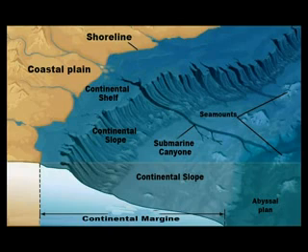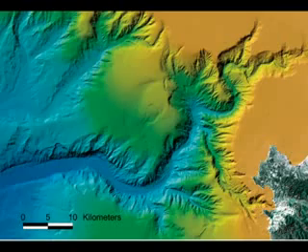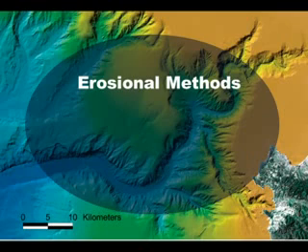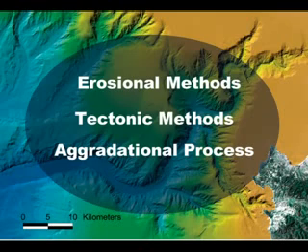The origin of the continental slope is varied. They are formed due to erosional methods, tectonic methods and aggradational processes.